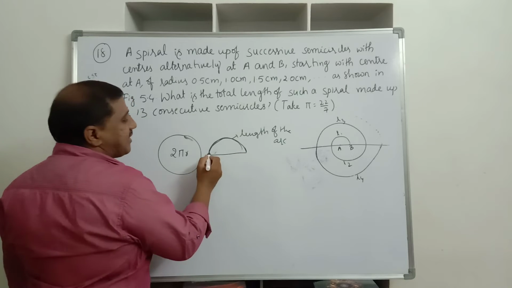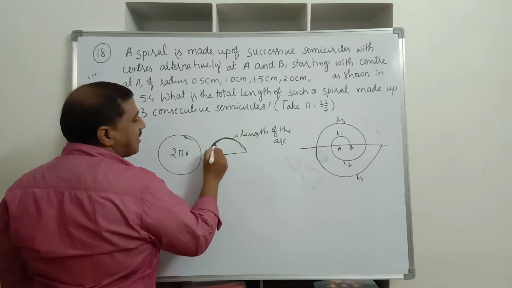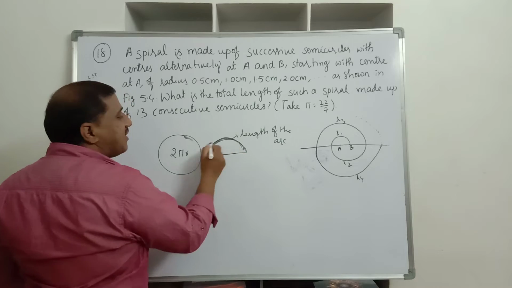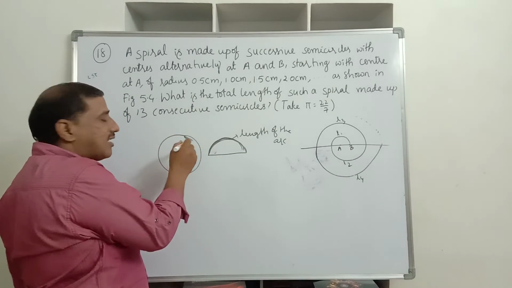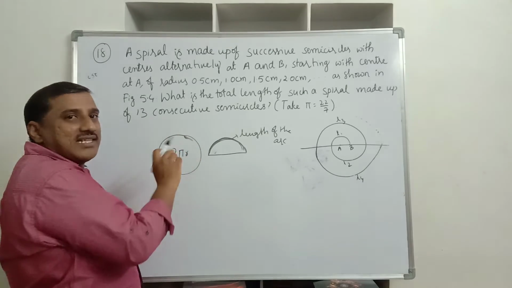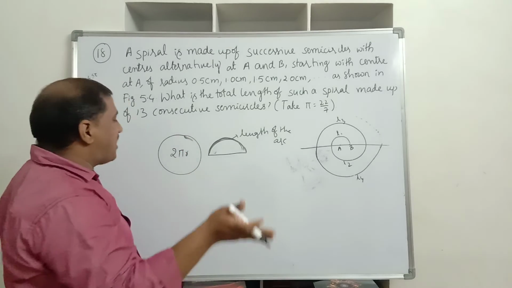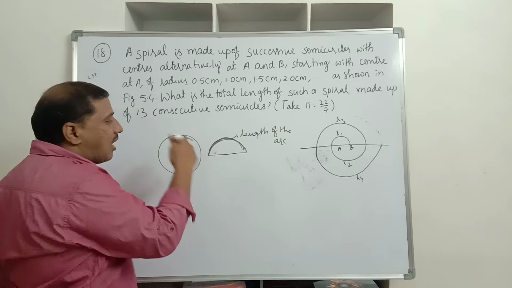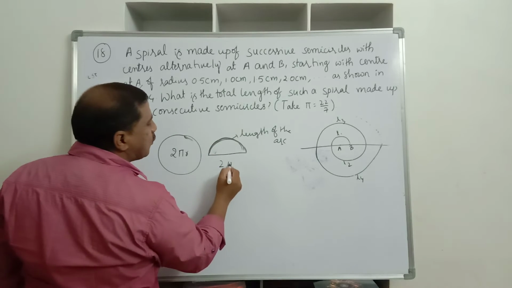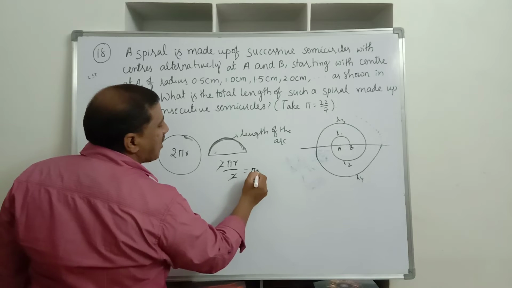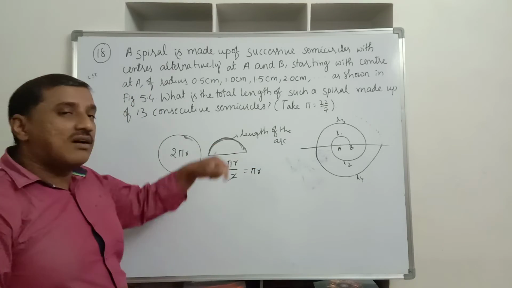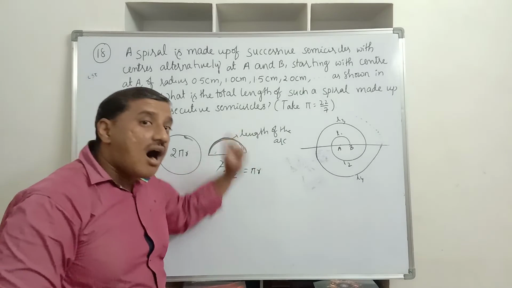Length of the semicircular arc. This is the length of the semicircular arc, which is half of the total length of the circular arc. The total length of the circle is nothing but its circumference, which is 2 pi r. So half of that will become 2 pi r by 2. 2 and 2 are cancelled. Therefore, pi r is the length of the semicircular arc.